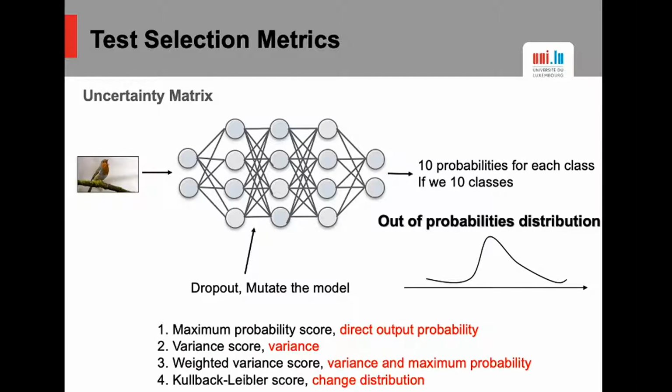The uncertainty metric introduces randomness to the model and then observes the model output change. The most common way is to introduce the randomness by inserting dropout layers. The uncertainty metric selects the data that are out of the probability distribution. In the work, we consider 4 methods. At first, we use the direct output probability, the maximum probability, as one score. The second is to use the variance of the probability. The third is to use the maximum probability to weight the variance, combining the first way and the second way. The last one is to use the KL method to measure the distribution change.